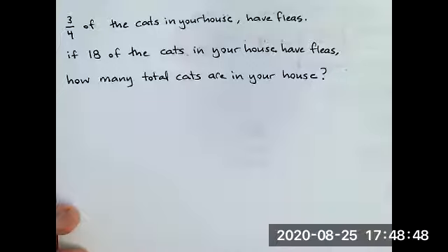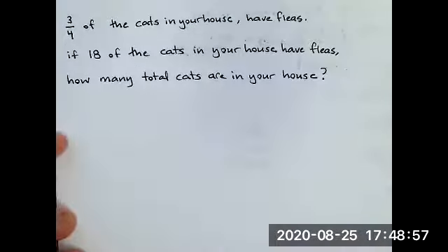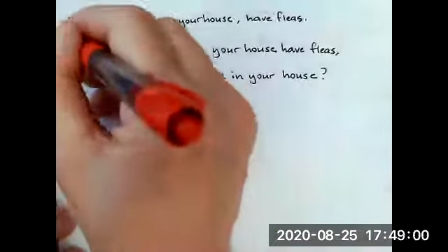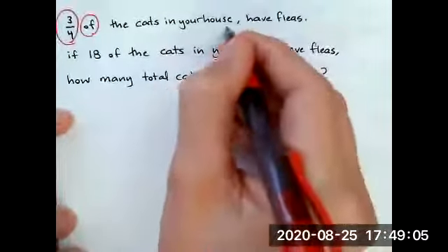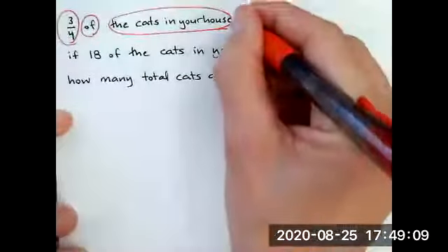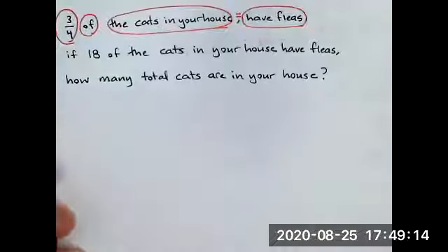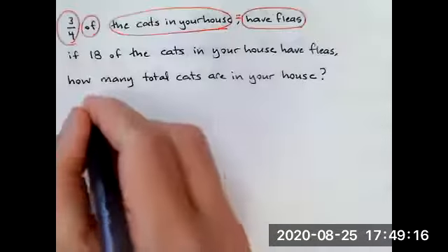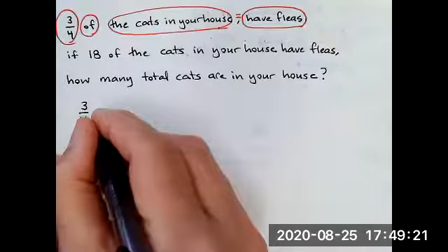All right, so first you want to decide which of these sentences gets translated. And it's going to be the sentence that has fraction of in it. So that's the sentence: 3/4 of all of the cats in your house equals the ones that have fleas. So we have 3/4 of means times.